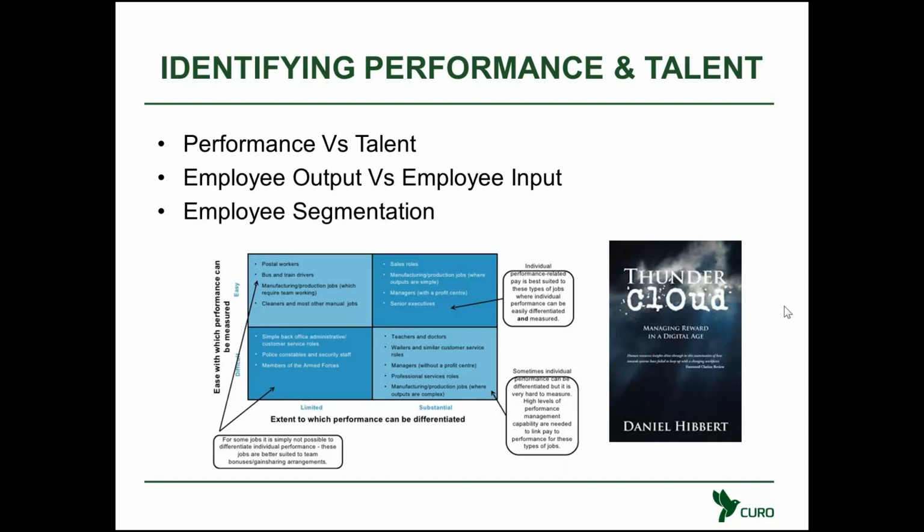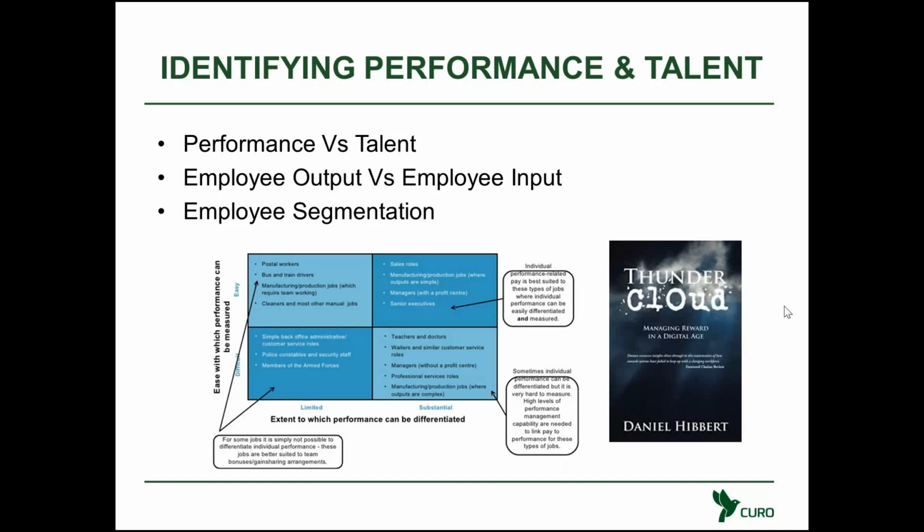So when you're thinking about employee output relative to input and what that means to your organisation, you need to think about where the effort occurs and where it takes place for employees. And what you'll probably find is that it varies depending on the work undertaken, and one size definitely doesn't fit all. So this is my point here about employee segmentation, and Daniel Hibbert's book, The Thunder Cloud, which is all about managing pay in the digital age. If you haven't read that, it's a very short book. I definitely recommend you having a read of that.